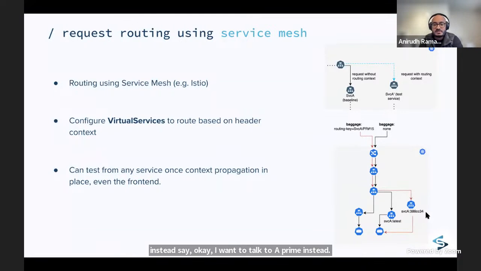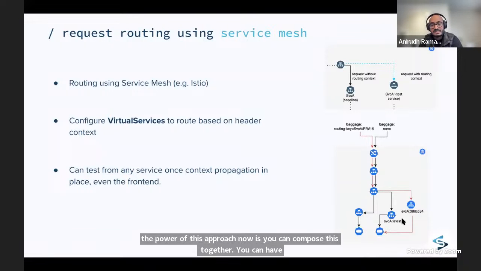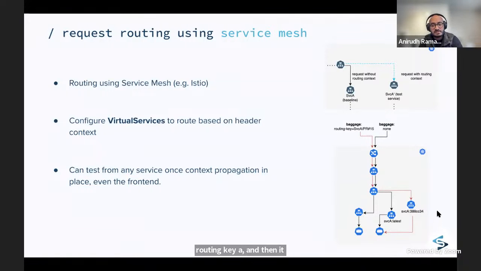And the power of this approach now is you can compose this together. You can have a routing key A comma B, and then it would now exercise two different microservices together and so on. So it's very composable because of that.